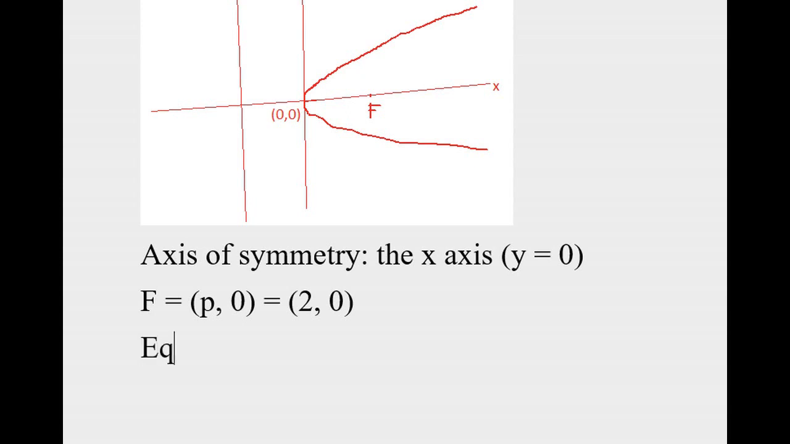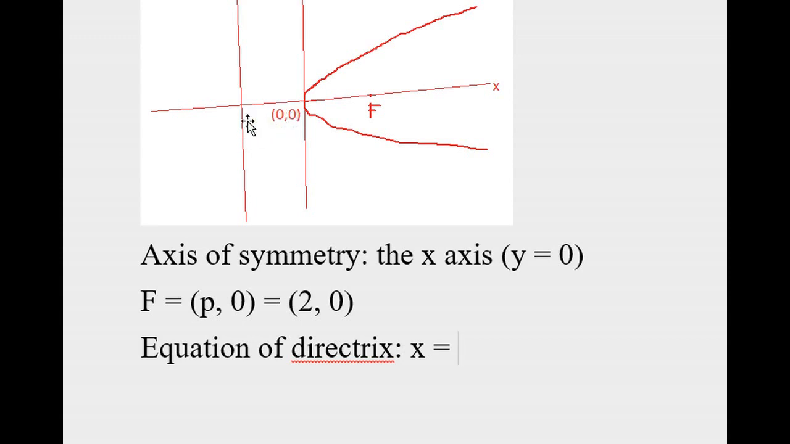Now we have to find the equation of the directrix. As we can see here, the directrix is perpendicular to the x-axis, because in any parabola, the directrix is always perpendicular to the axis of symmetry. It is perpendicular to the x-axis, that is, parallel to the y-axis. So its equation will be of the form x equals some constant.